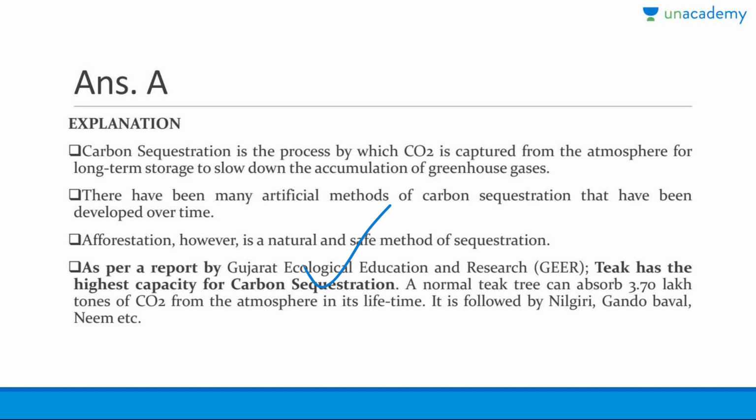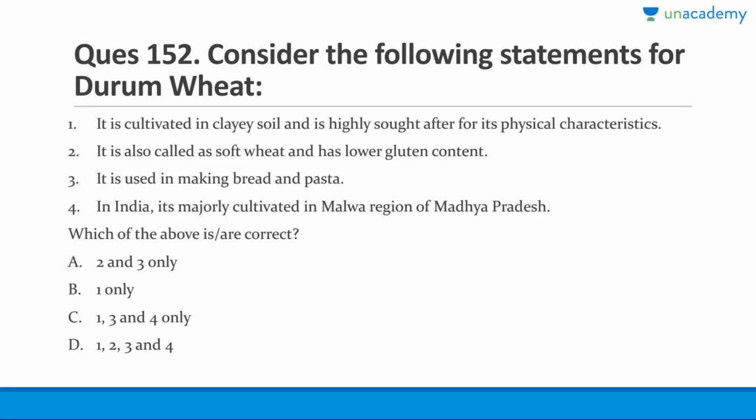Okay. Question 152. Consider the following statements for durum wheat. It is cultivated in clay soil and is highly sought after for its physical characteristics. Correct. It is also called soft wheat and has low gluten content. No, there's nothing to do with that. Okay, so it is used in making bread and pasta. Yes, in India it's cultivated in the Malwa region of Madhya Pradesh. Correct. Answer is C, 1, 3, 4.